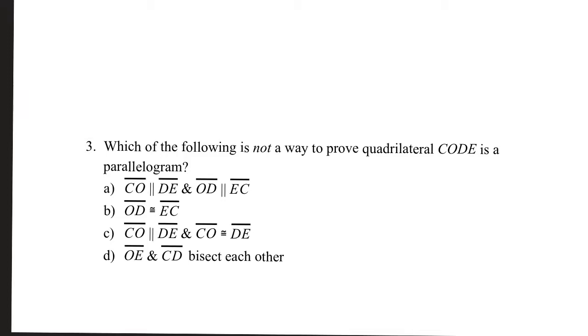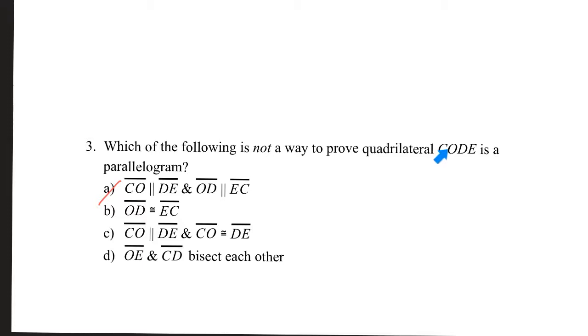CO and DE are parallel to each other. So that's CO, that's one side, and its opposite side are parallel to each other. And OD, which is a third side, and EC, that's its opposite side. Those are parallel. So that is choice 2 on your list. So that works. So A is out. That actually works. OD is congruent to EC.